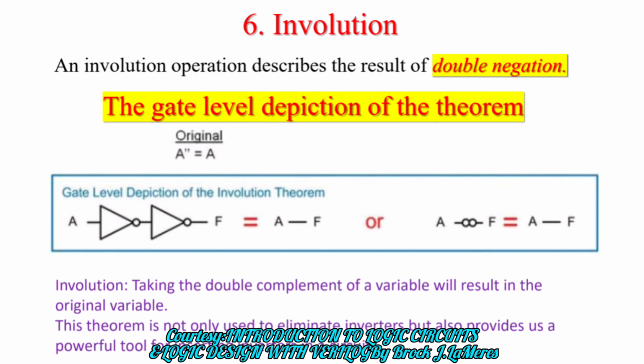Involution. An involution operation describes the result of a double complementation. Let a be the variable, then a double complement is equal to a. That is, if we are complementing a, we will be getting a complement. Then once again, if we are taking complement of a complement, we will be getting a itself.